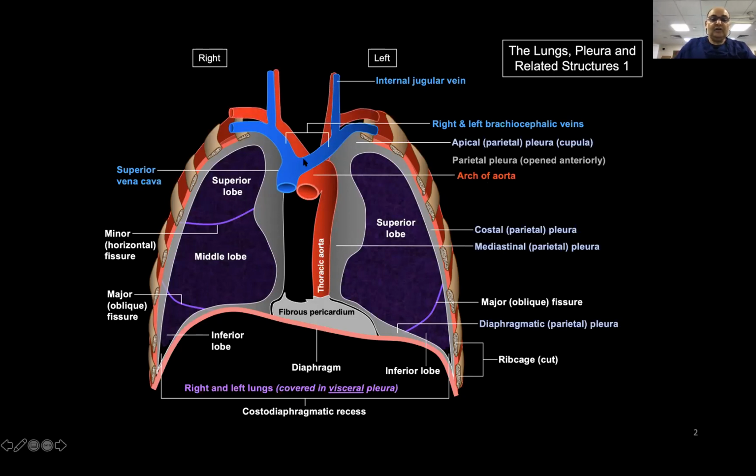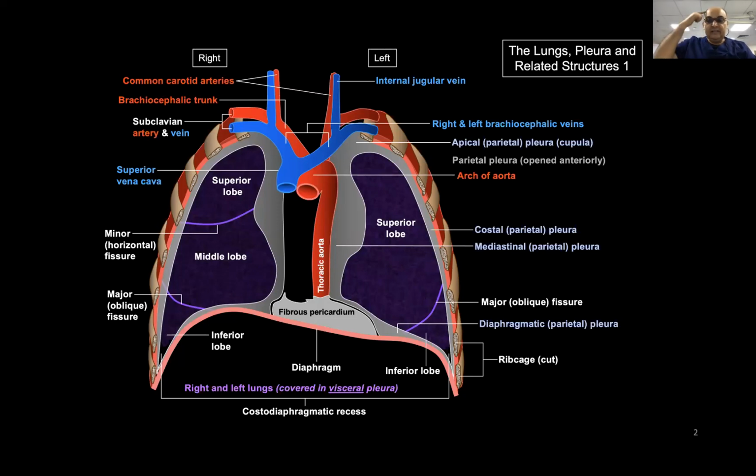Now look at it. From my arch, on the right side I have one major artery, and on the left side I have two. So what is happening here? This right one is my brachiocephalic trunk, and these are my subclavian artery and these are my common carotid arteries, which become external and internal carotid, and their job is to supply my head and neck region.